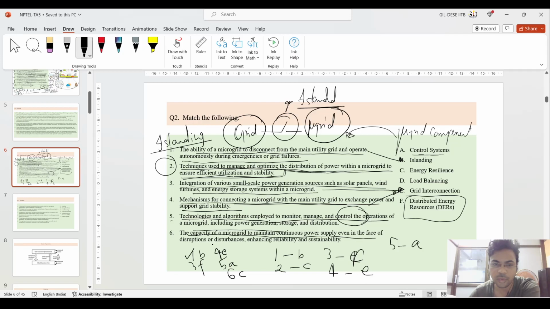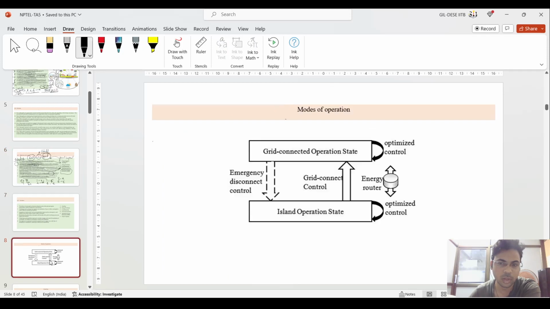Coming to the C part, the capacity of a microgrid to maintain continuous power supply in the face of disturbance or to enhance reliability. Actually, option 6 is connected to this C part. This is energy resilience. And the technique to manage and optimize, the second option, will be connected to D, because in the second part it says manage and optimize. It means what amount of power is to be transferred from the microgrid to the load, or grid to load. That is actually load balancing. I will show you this with one example in the coming slides.